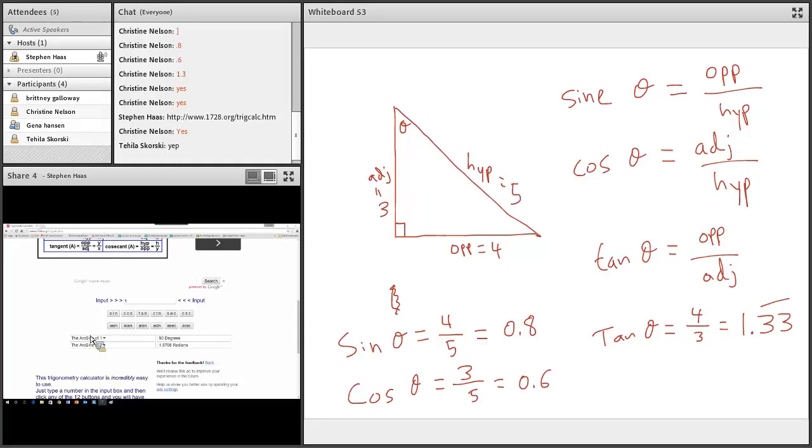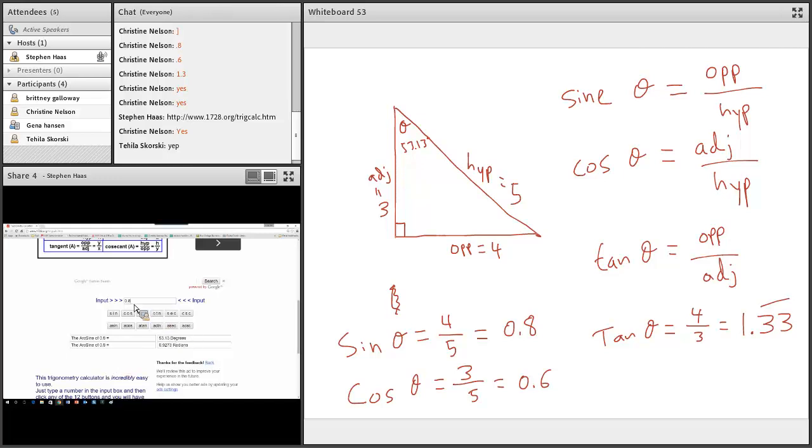Okay, so in our example over here, our sine was 4 divided by 5, or 0.8. So what I'm going to do is input 0.8 and press arcsine, which will give us 53.13 degrees. That means this angle, according to the sine ratio, is 53.13 degrees. Now, of course, if we do the cosine ratio, it had better give us the exact same result. Otherwise, we got a problem.